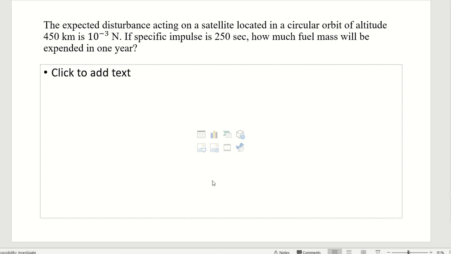So we can do an example for that. The expected disturbance acting on a satellite located in a circular orbit of altitude 450 kilometers is 10 raised to minus 3 Newton. If the specific impulse is 250 seconds, how much fuel mass will be expended in 1 year? So we have to do the calculation for 1 year.